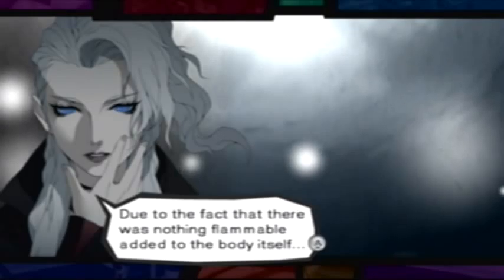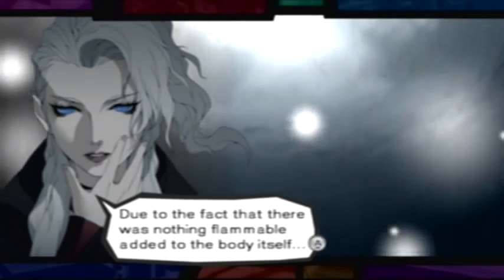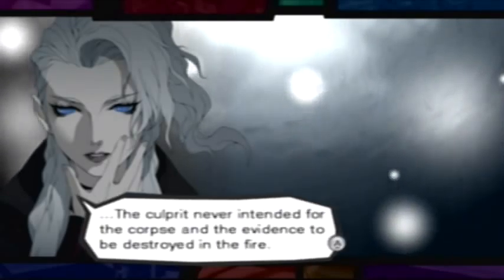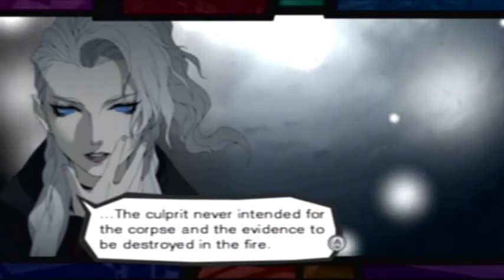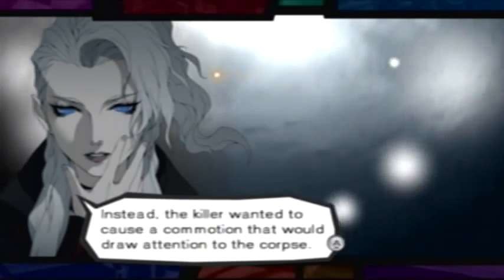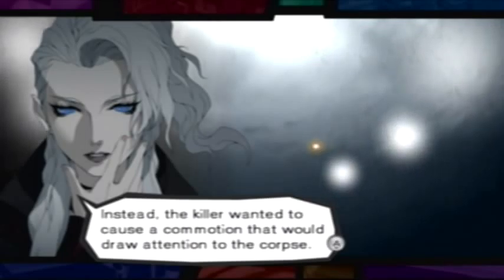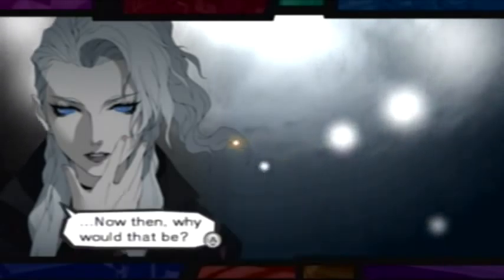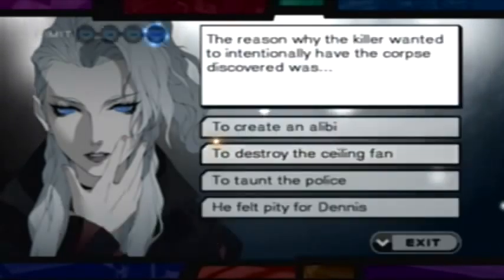Exactly. Due to the fact that there was nothing flammable added to the body itself, the culprit never intended for the corpse and the evidence to be destroyed in the fire. Instead, the killer wanted to cause a commotion that would draw attention to the corpse. Now then, why would that be?